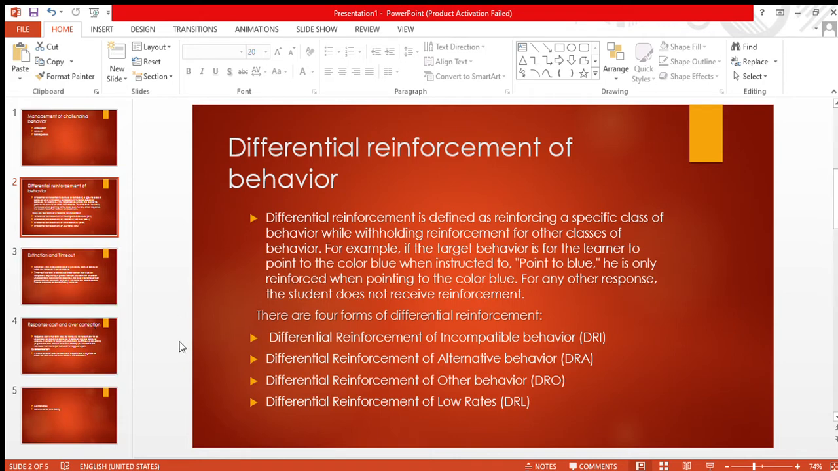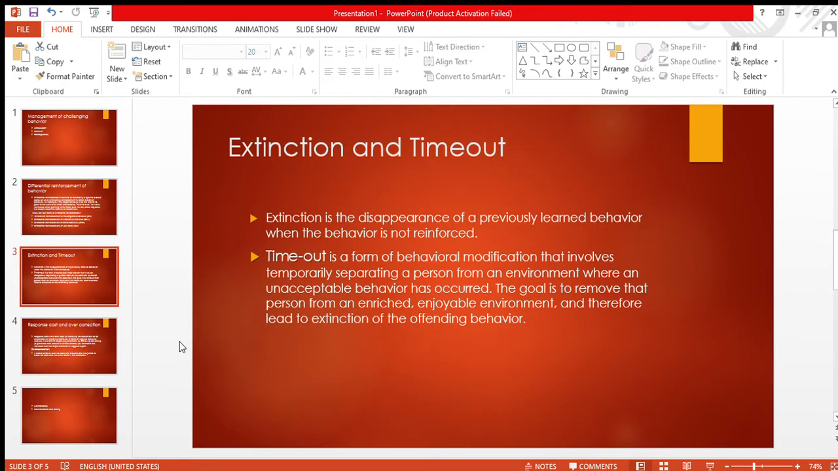Next we have extinction and timeout for management of behavior. Extinction is something we follow when we don't want the behavior to occur again and again. Once we learn, we will do it the same way. To make it unlearn, we should not follow the same direction or same formula.